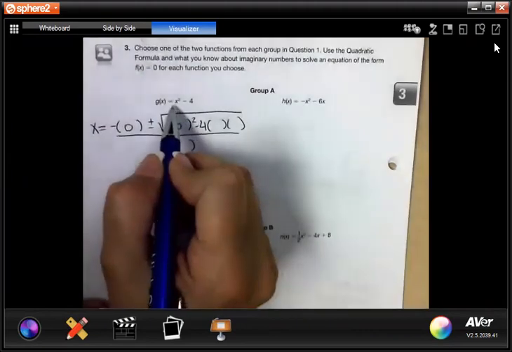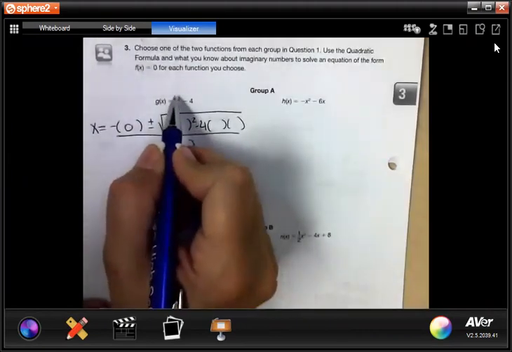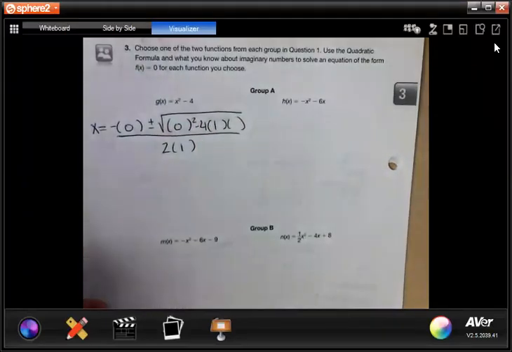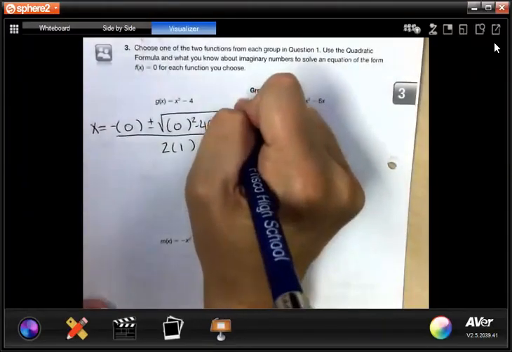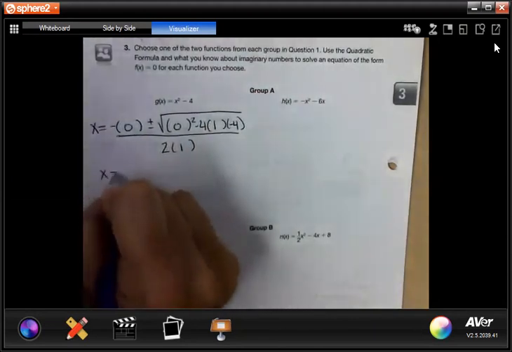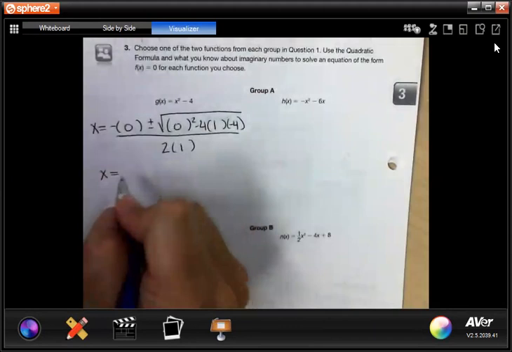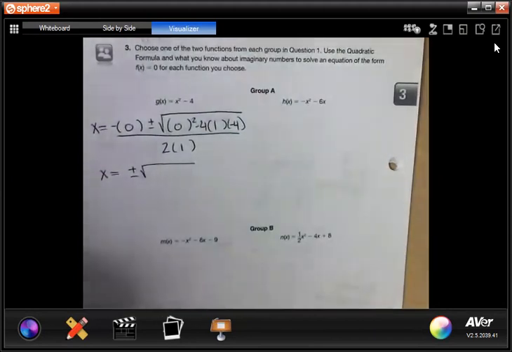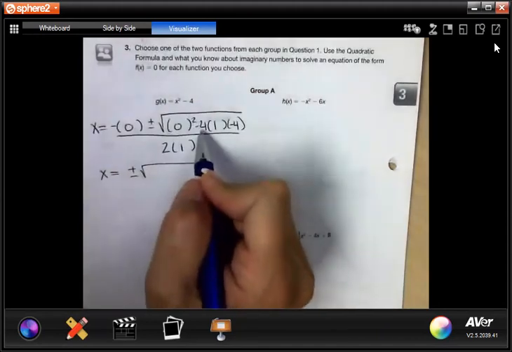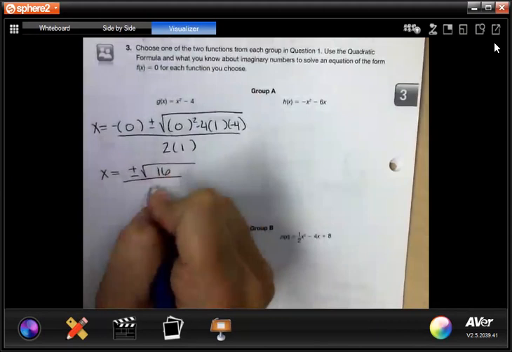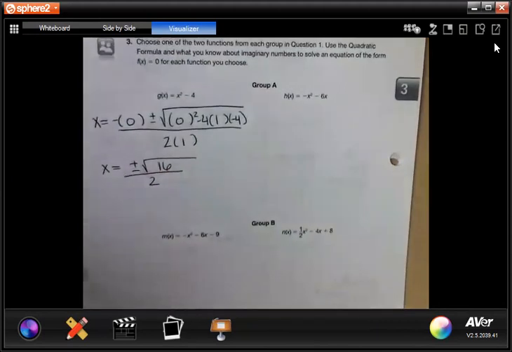My a value comes from whatever's in front of the x squared. Our coefficient there is 1. And our c value is the constant, which in this case is negative 4. So now we simplify. Negative 0 is just 0. We don't even have to write that. And we get the square root. That's 0. And negative 4 times negative 4 gives us a positive 16. And 2 times 1 is 2.